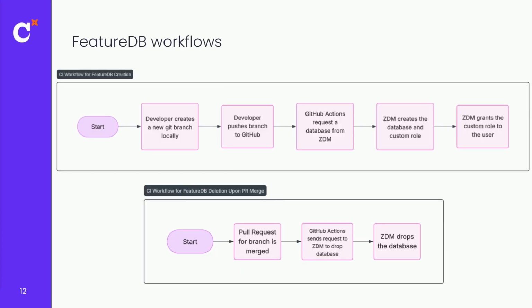And so just to show you what this workflow looks like. Up top, this is how it will start. Developer, you're going to go cut a new branch. You'll make your changes. You'll push your PR, or you'll push your branch. And then GitHub Actions are going to make a request to the ZDM, Zendesk Data Store Management Service. ZDM, which manages, in addition to Snowflake databases, basically all of our data stores, and there are a bunch of them at Zendesk, as you might imagine. It'll create the database, and then the custom role with ownership of that database. It then grants that role to the user, and then you're good to go.